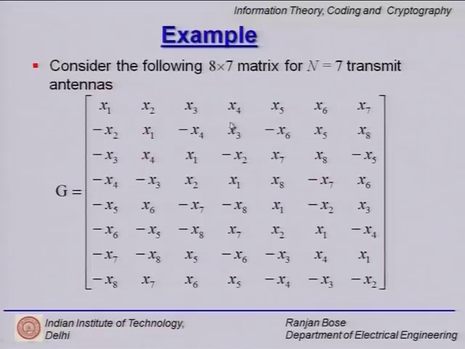Here is an example. This is an 8 cross 7 generator matrix, so clearly it will be using 7 antenna elements. So x1, x2 up to x7 goes through the first time slot and then the next and the next one, but we are using 8 slots to send out 7.